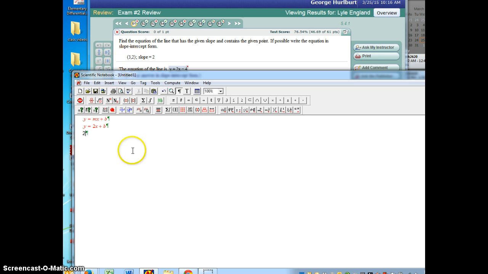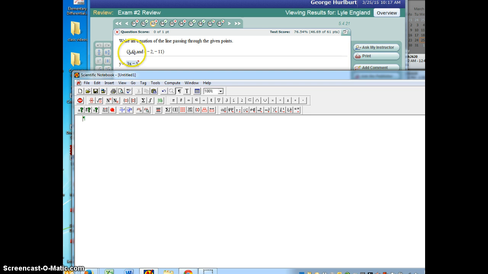2 equals 2x plus, oops, no, just 6 plus b, because I'm plugging 3 in for my x number. 2 times 3 is 6. Solving, that gives me b equals negative 4. Answer for that one should be y equals 2x minus 4.